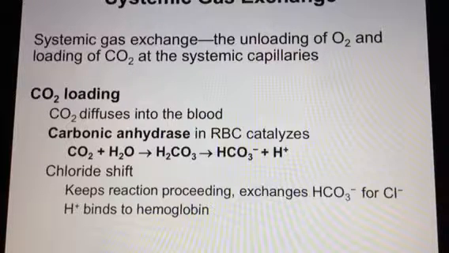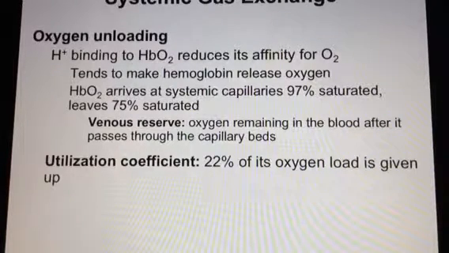Okay, so at the tissues, the systemic gas exchange needs to occur. So now these gases have made it to the tissues, and we need to unload the oxygen and then load the carbon dioxide at the systemic capillaries. We know that our blood brings oxygen that the tissues need for cellular respiration, and then we know our cells, when they're doing cellular respiration, are producing carbon dioxide, and that carbon dioxide needs to be removed from the tissues. So the carbon dioxide is loaded, it diffuses into the blood, and the oxygen is unloaded. So it is arriving and staying at the tissues.